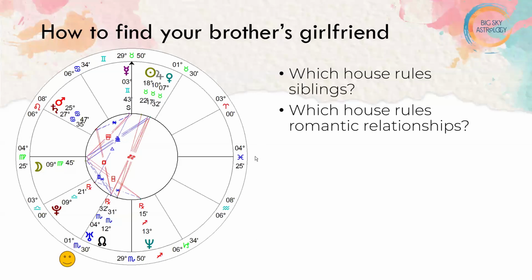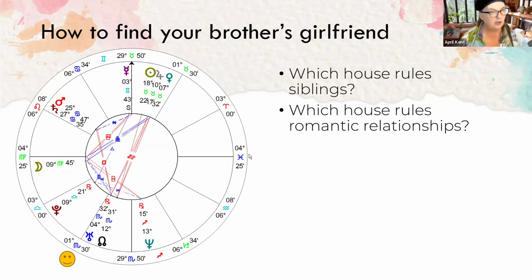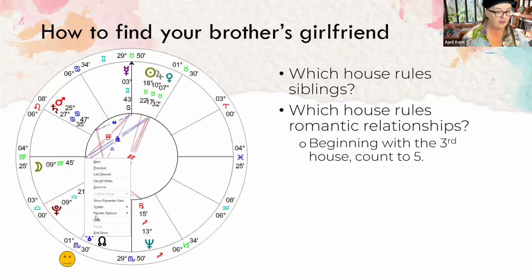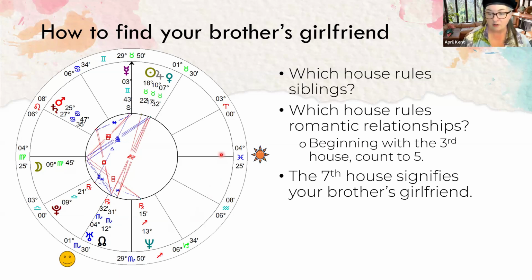Seventh. The 7th is an actual committed relationship. Okay, so then fifth. Yeah. So you would begin with the 3rd house and count to 5 to find the girlfriend. So you start here, and in fact, let me use the laser pointer. 1, 2, 3, 4, 5. And as it happens, your 7th house signifies your brother's girlfriend. It's a little confusing, but there it is. So that is what you would look to for information about, do I like this person for my brother?